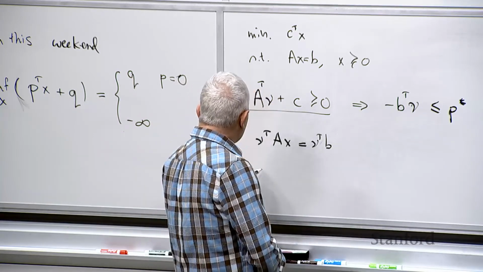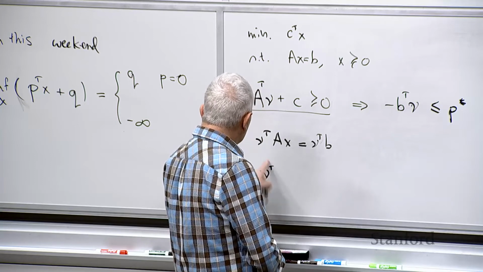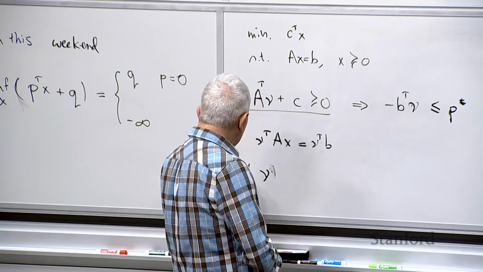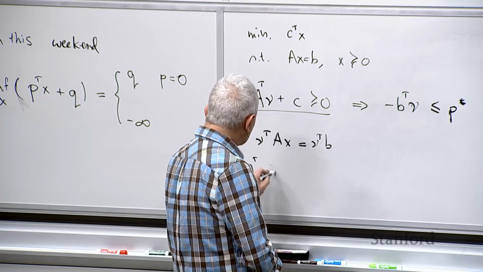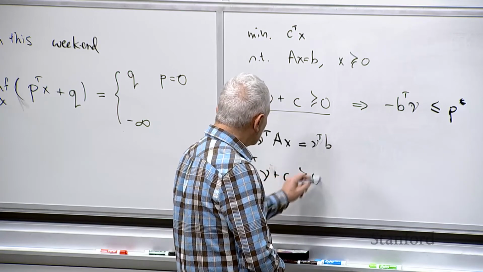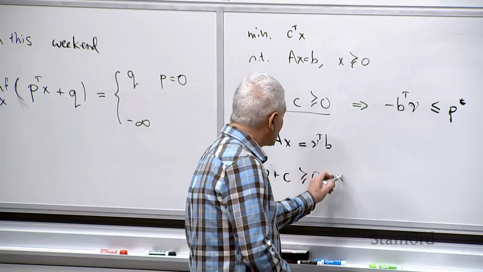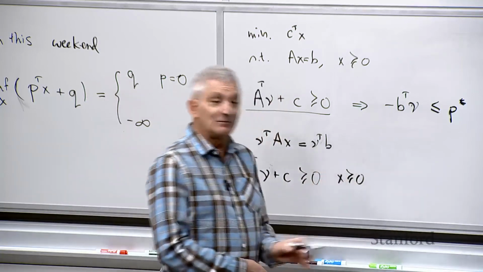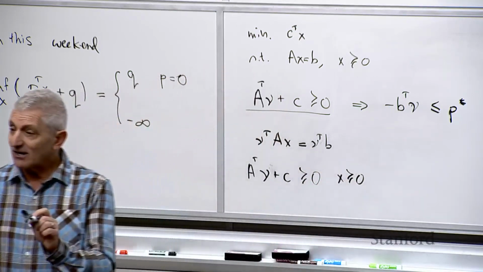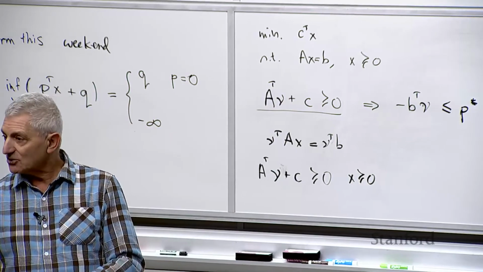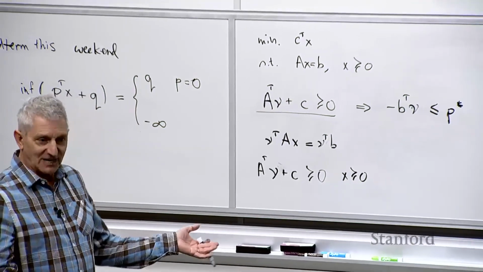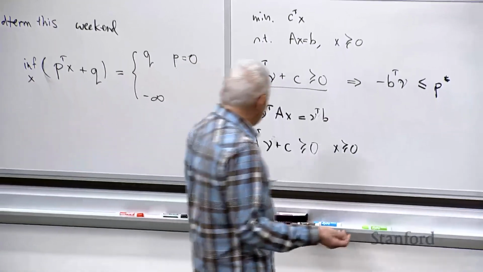This says that A transpose nu plus C is bigger than or equal to 0. We agree with that, right? Now, X is also bigger than or equal to 0, right? And now I'm going to use an extremely deep fact: the inner product of two non-negative vectors is non-negative. Again, it's just not hard, right?